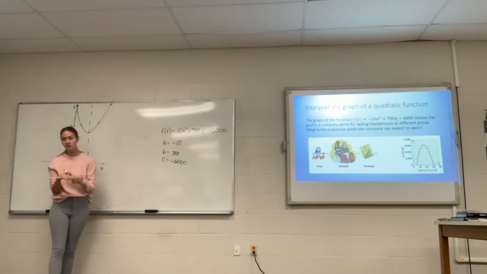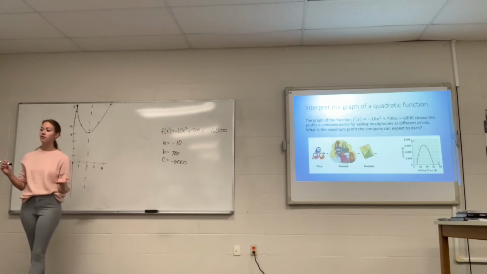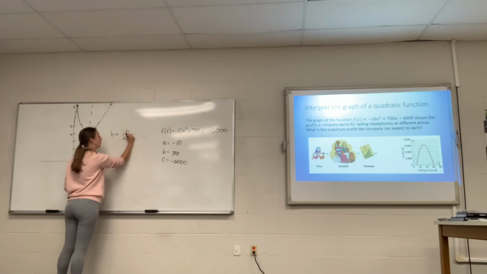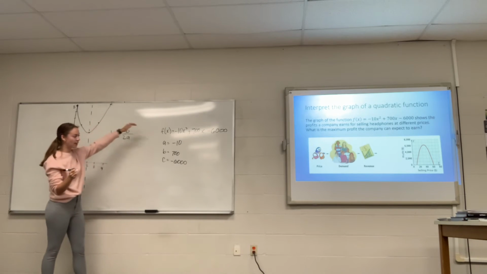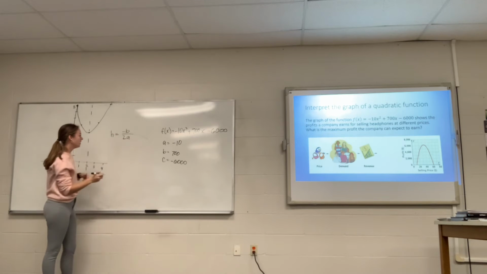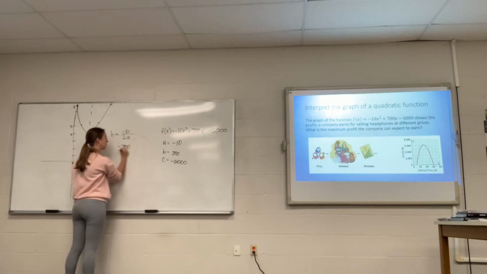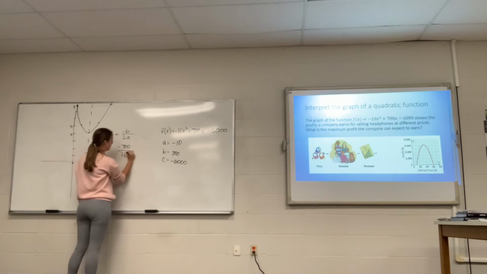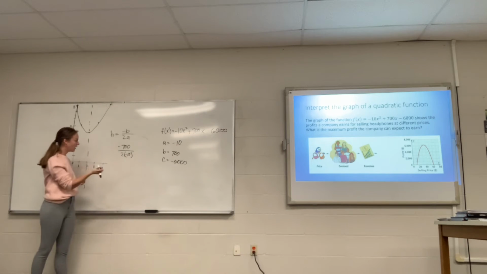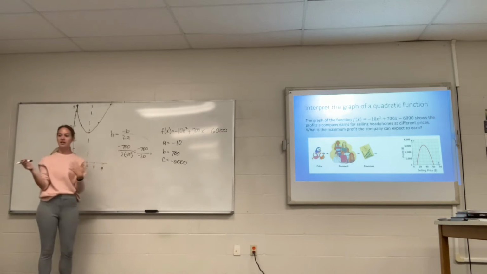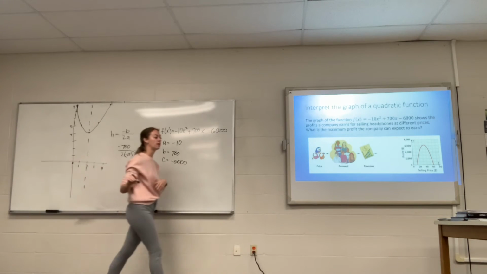So to find the x coordinate of my vertex, I can use h is equal to negative b over 2a. Now I'm just going to plug in what I have. So negative b, negative 700, divided by 2 times my a value, which is negative 10. So I have negative 700 over negative 20, and the negative and the negative go ahead and cancel each other out.